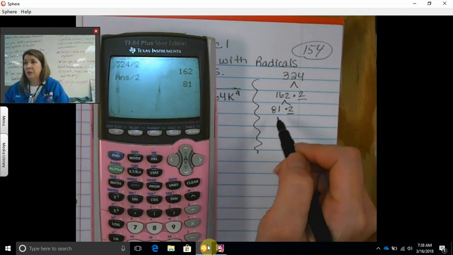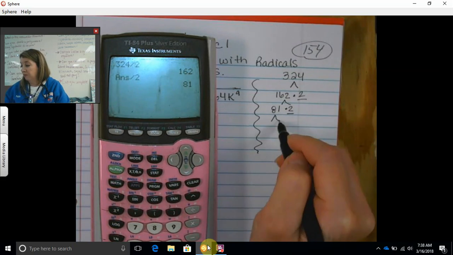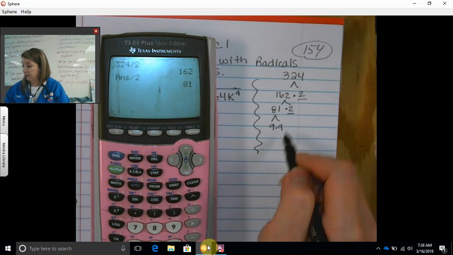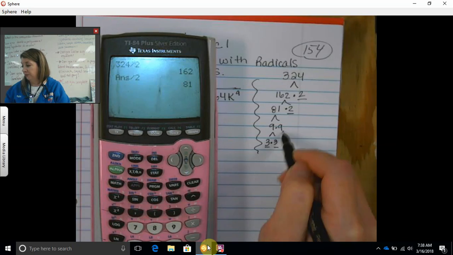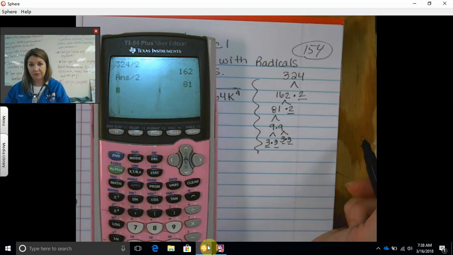81 is not divisible by 2. Well, it is, but it doesn't divide evenly. But we know that 9 times 9 is 81. Is 9 prime? No. Give me some factors. 3 times 3. Is 3 prime? Yes. And both of those 9s break down to 3 times 3. So everything's broken down to all prime numbers.